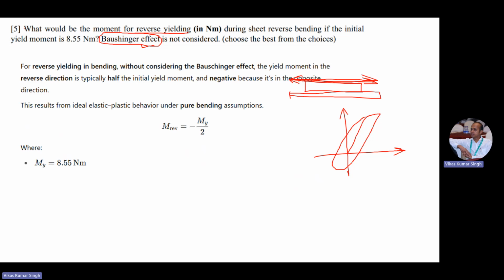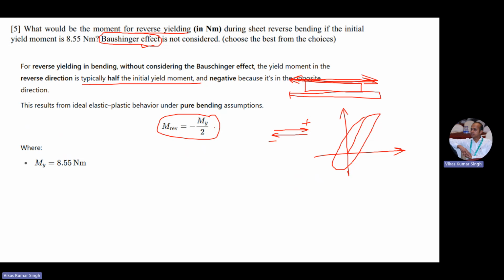So here you can see for reverse yielding in bending, without considering the Bauschinger effect, the yield moment in the reverse direction is typically half the initial yield moment. Okay. And negative because it's in the opposite direction. Like suppose you are going in this direction and then coming in this direction, so if this is positive, then this will be the negative direction. This result comes from ideal elastic plastic behavior under pure bending, which is half of the initial yielding moment.